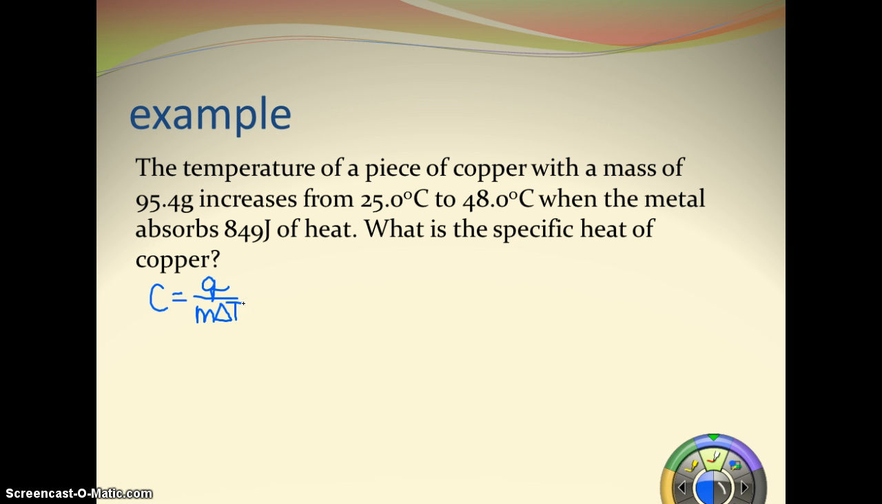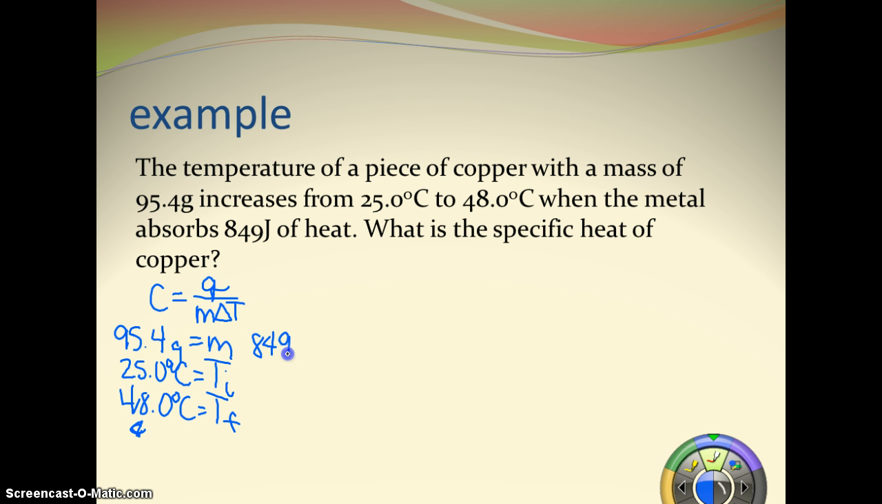And 95.4 grams is going to be our M. 25 degrees Celsius is a T, and that's going to be our T initial. 48 degrees Celsius is going to be our T final. And we have 849 joules. That's going to be our Q. We're solving for C here, we don't need to rearrange, we can just plug it in.